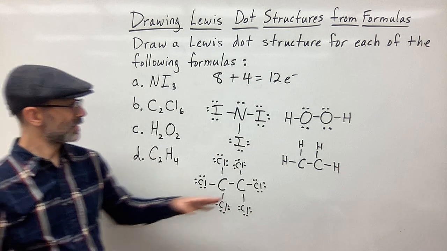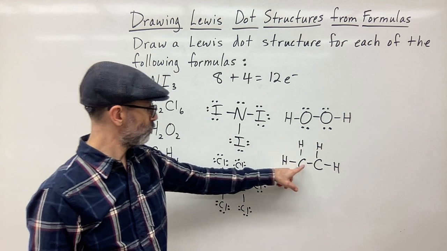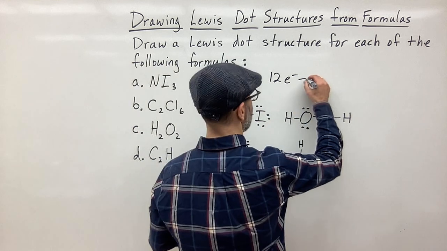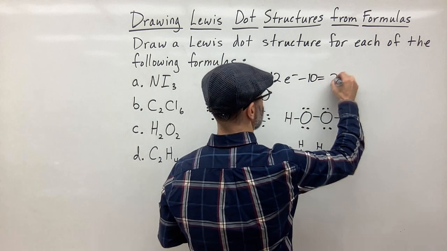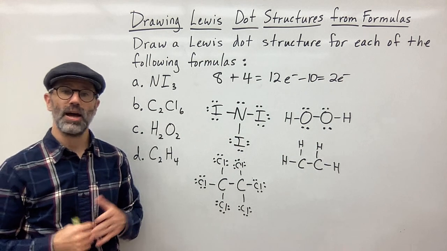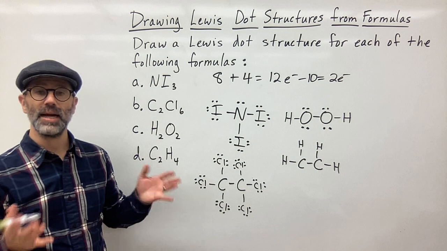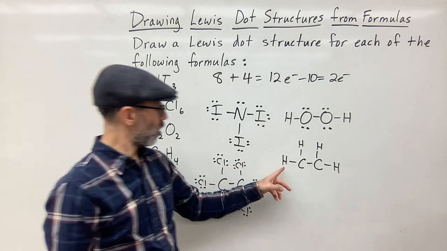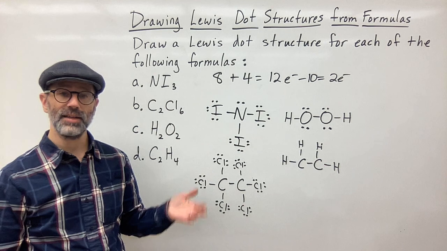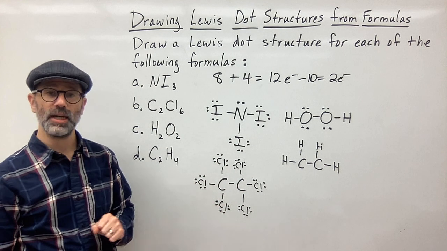So now that I have my skeletal structure, I'm going to subtract out the 2 electrons for each bond. So 2, 4, 6, 8, 10. So I'm going to subtract out 10, and that's going to leave me with 2 electrons left over. So step 3, if you have electrons left over, then add them to your outer atoms to give them an octet if they need it. Notice that all of our outer atoms are hydrogen. They don't need an octet. They're fine with their single bond. So we don't need to worry about step 3.